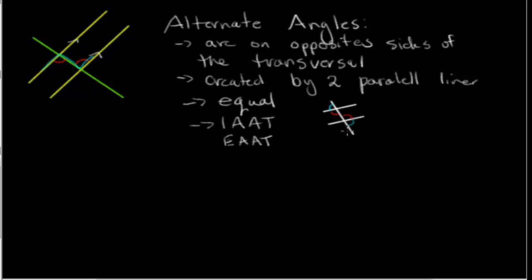Let's go with the red. The red are interior, and the blue are exterior. These angles are equal, so blue and blue is equal, and red is equal. So we can solve problems using that. And then from there, we looked at the last kind of angle theory with these types of diagrams.